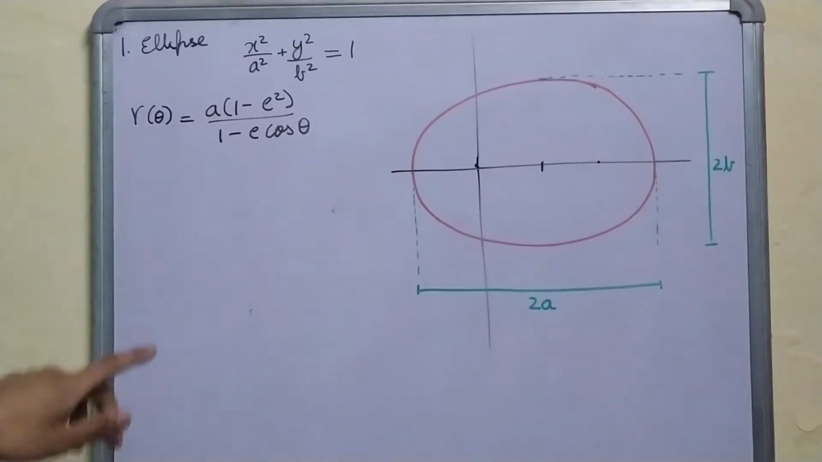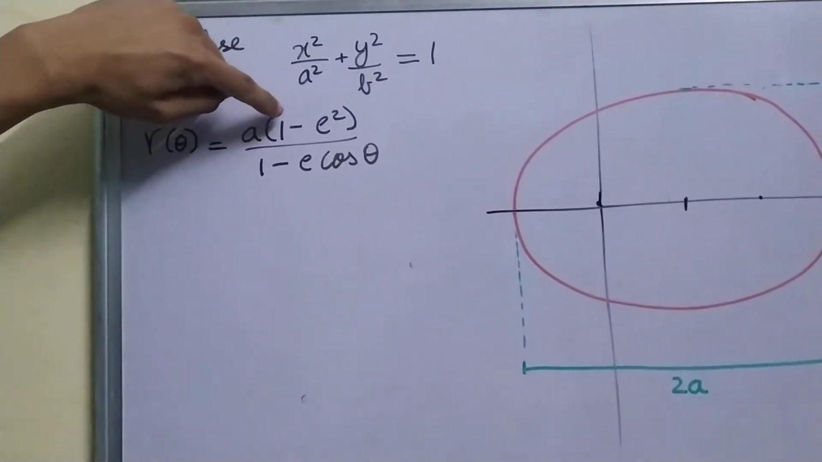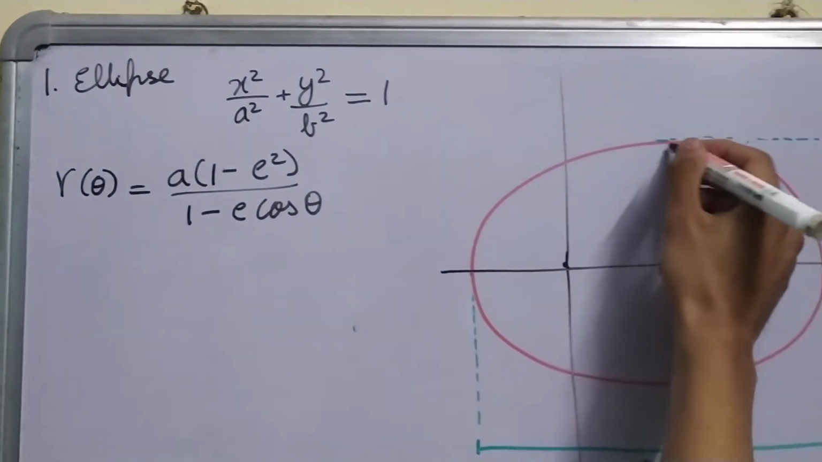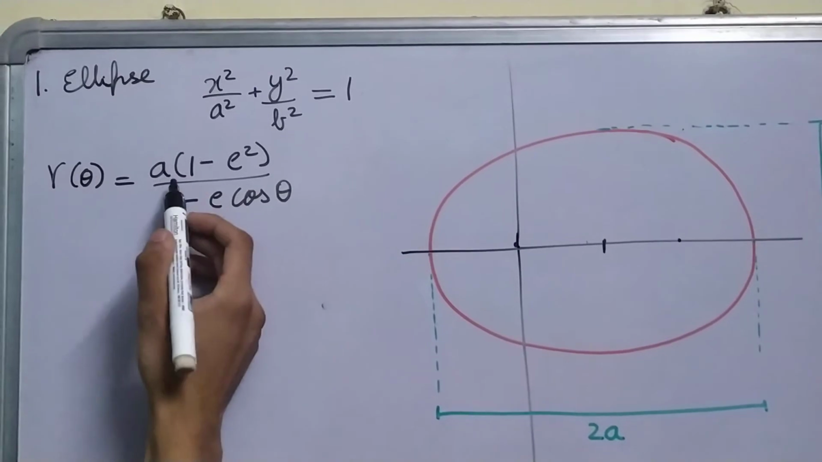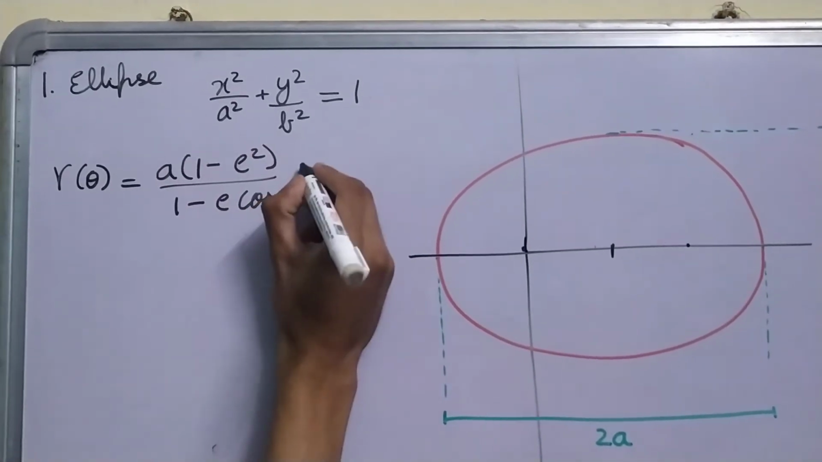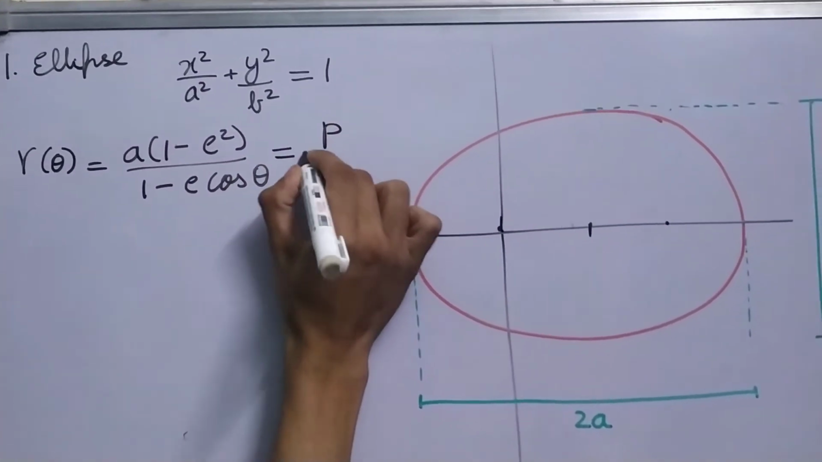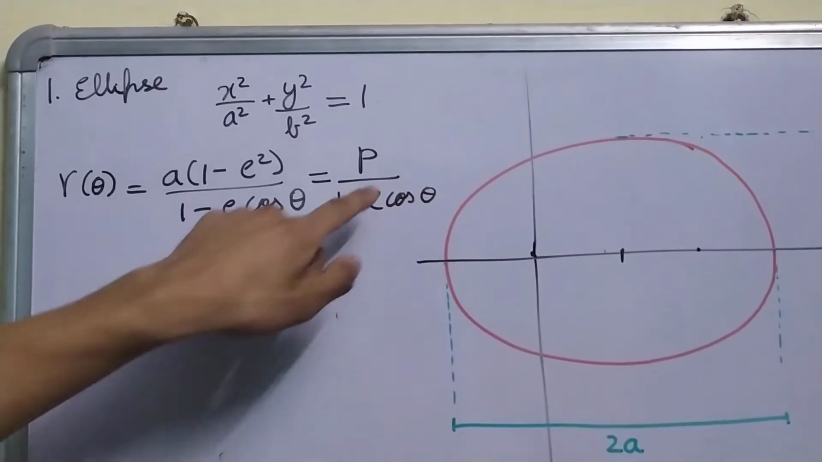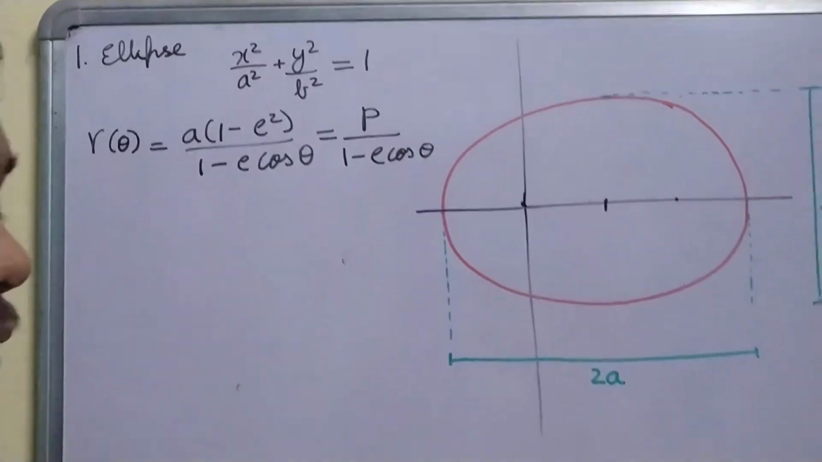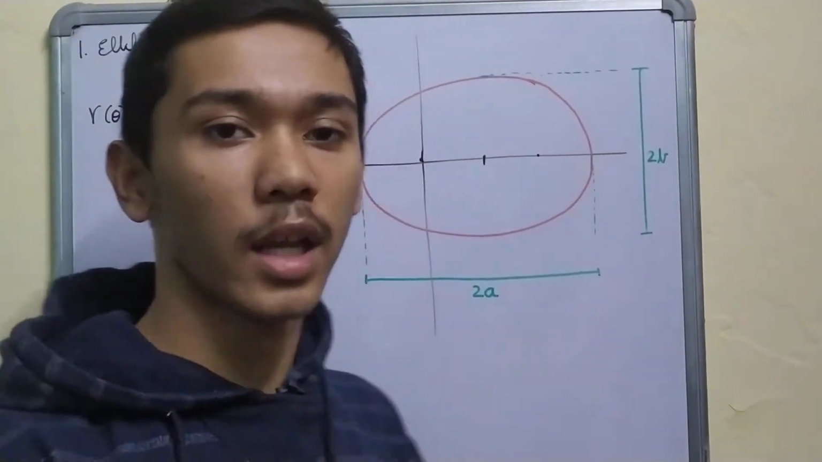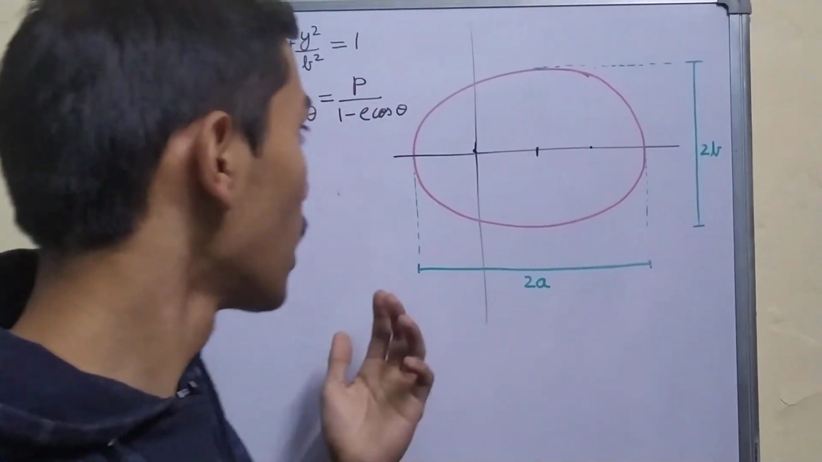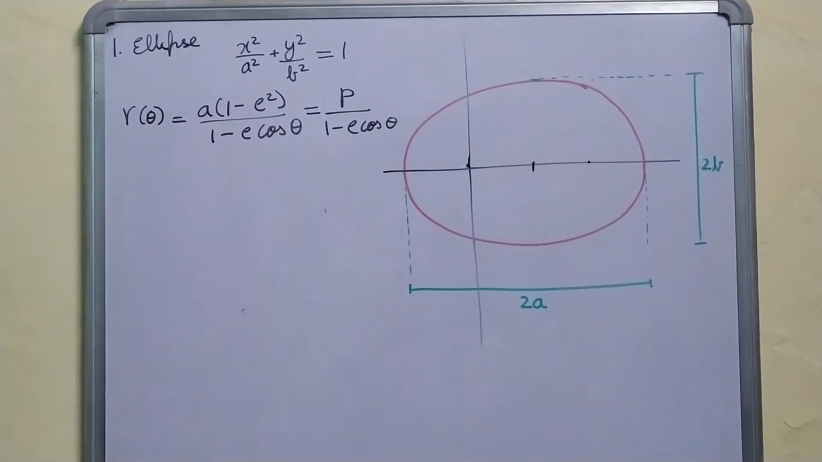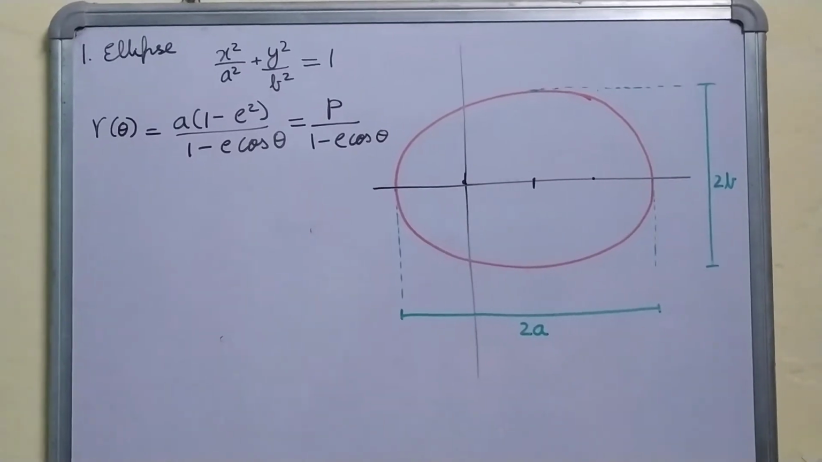If you notice, a times 1 minus e squared is a constant. If your planet is here or anywhere on the path, this quantity will remain constant. So let me call this p, so r equals p upon 1 minus e cos theta. We'll be using this. If we find something as a constant, just label it, because it makes things easier to work with. So from the first law we have the equation.